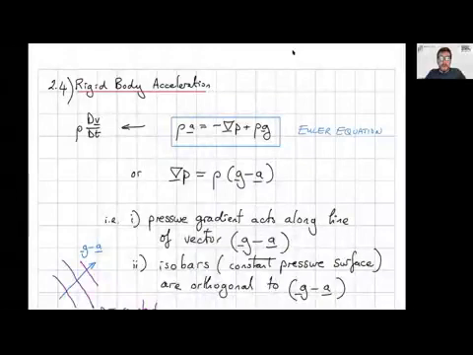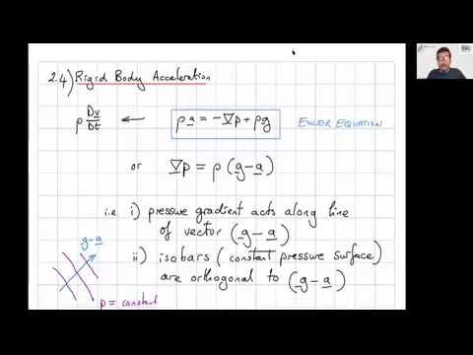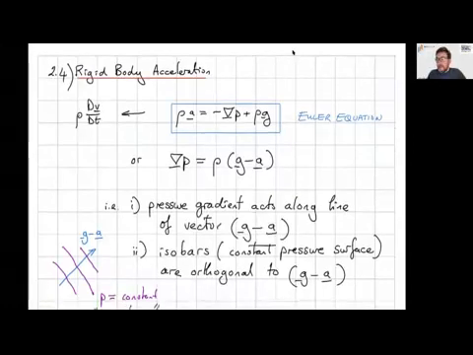Okay, we're going to do a little mini lecture here to consider some of the applications of the Euler equation when we're interested in thinking about specifically rigid body accelerations. So the Euler equation tells us that pressure gradients and body forces can lead to accelerations, as I've summarized here in this equation. So here are the forces that are acting on a material element.